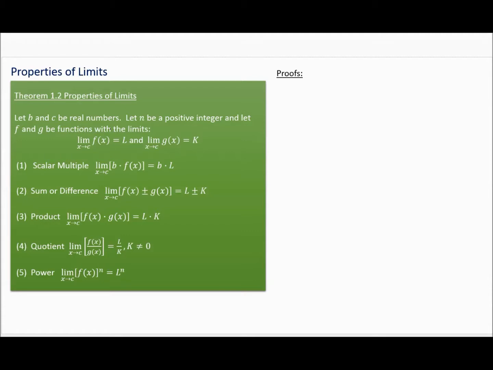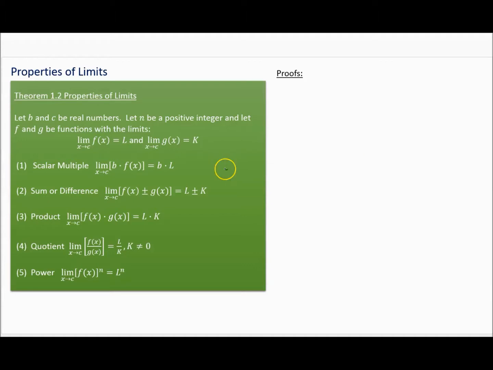So keep in mind, the limit as x goes to c of f of x has an answer, it's L. So it can't be a does not exist problem. It has to have a limit answer. And the limit as x goes to c of g of x is equal to some other value, k. Now, here's what's important. For number 1, the scalar multiple rule. Notice what happens. And I'm going to write it in between. I think more important than doing proofs, I'm going to write out here kind of an in-between way to think about this.